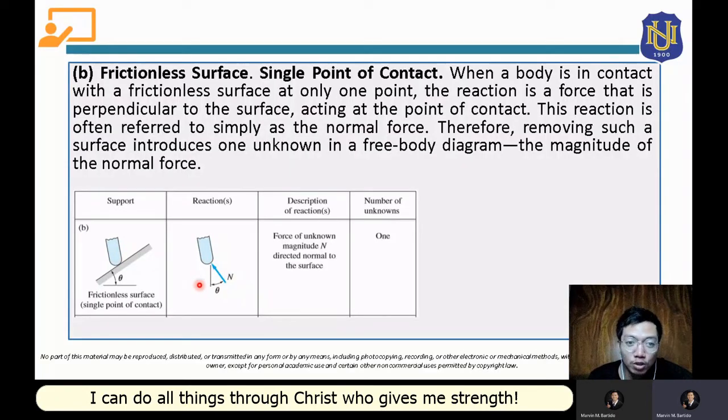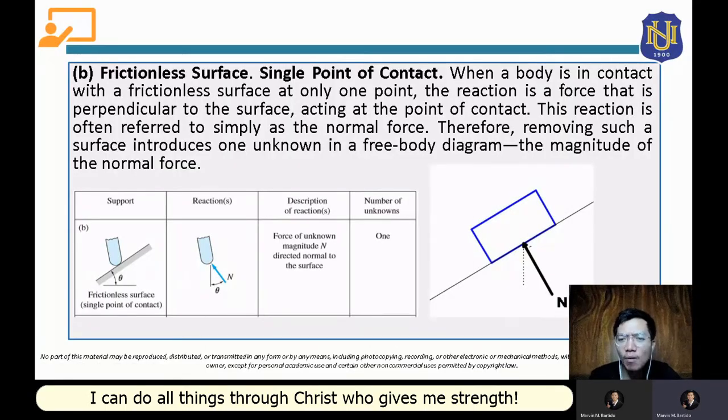And also, your normal force should be applied perpendicular to the surface. So this is the surface. Since this is inclined, the normal force will be applied here at 90 degrees from the incline, so it will be applied this way. Again, it will be applied perpendicular to the surface, and at the point of contact of the surface and the body.